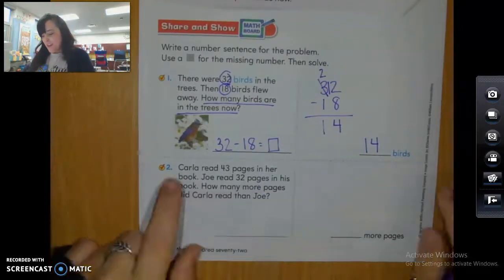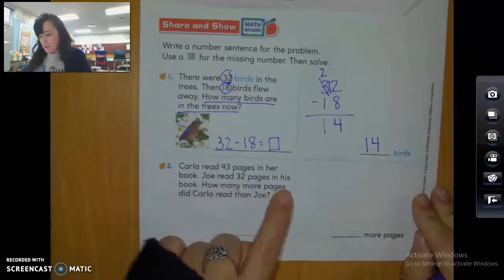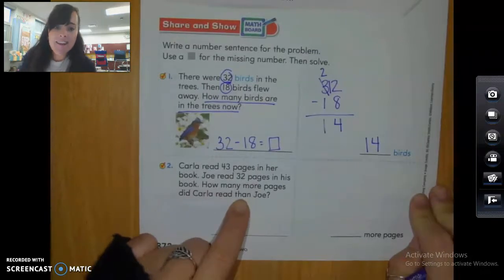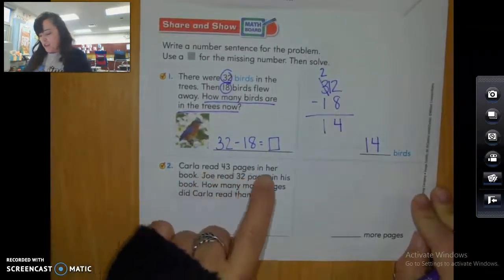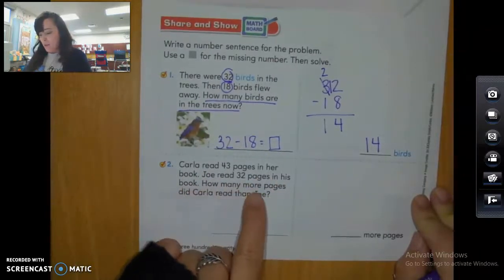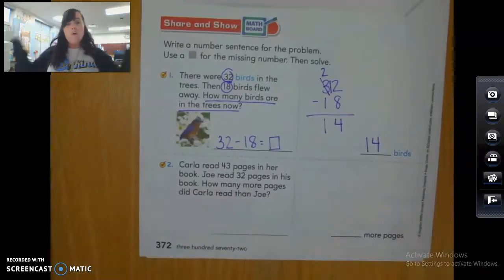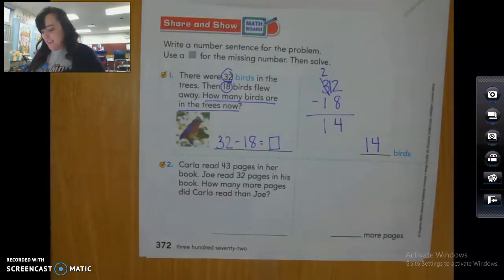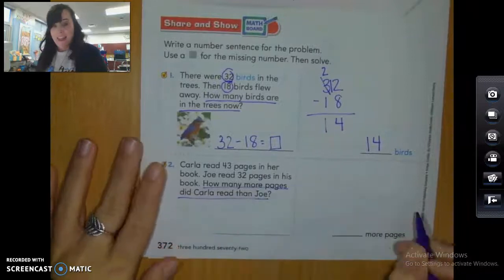Number 2. Carla read 43 pages in her book. Joe read 32 pages in his book. How many more pages did Carla read than Joe? Let's read it one more time. Carla read 43 pages in her book. Joe read 32 pages in his book. How many more pages did Carla read than Joe? All right, what are we trying to solve? What's the question? How many more pages did Carla read than Joe?